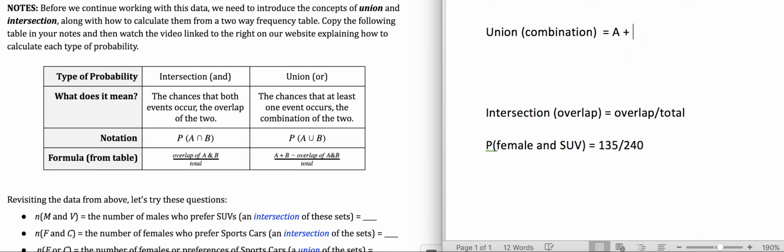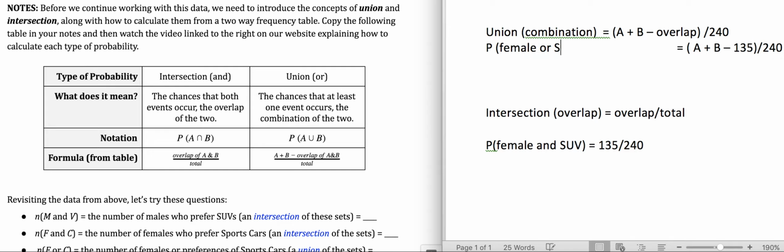So we need A plus B minus overlap, all divided by 240. I can put these in parentheses just so I know that's what I'm working with. Fortunately, we already have our overlap because we already found that. And that overlap was A plus B minus 135 divided by 240. So again, we're looking for the union, if we want to go ahead and do this: the probability that we are female or prefer an SUV.